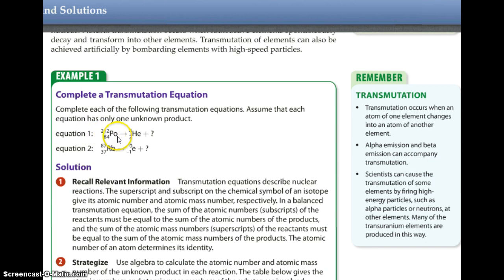Alright, so we have polonium-212 yields helium-4, and we have 84 and 2 for atomic numbers. Remember, across the top, they have to equal each other. So 212 has to equal 4 plus x. So solve for x up on the top. 84 has to equal 2 plus x. So solve for x on the bottom. And then you have to do the same thing for this one. So please hit pause and get both your answers.